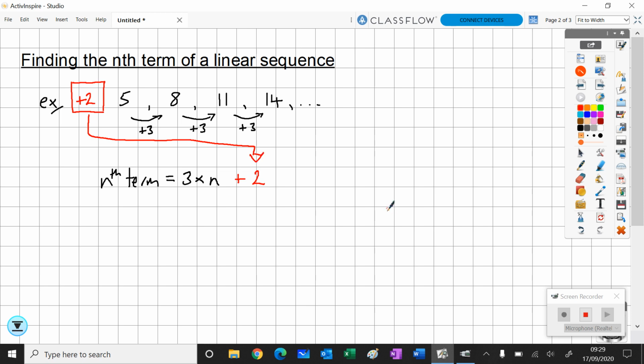So a slightly neater way of writing this sequence is that the nth term equals 3n plus 2. And you can check that you've got it right. For instance, this is the first term, second term, third term, fourth term. You can check it. Let's try n equals 4. If n equals 4, then the fourth term equals 3 times 4 plus 2. That does make 14, which is what it was supposed to make up here, and so we can be confident that we've got it right. And that's how you find the nth term of a linear sequence.